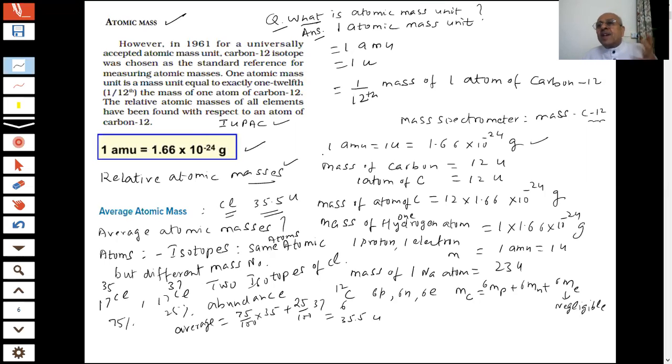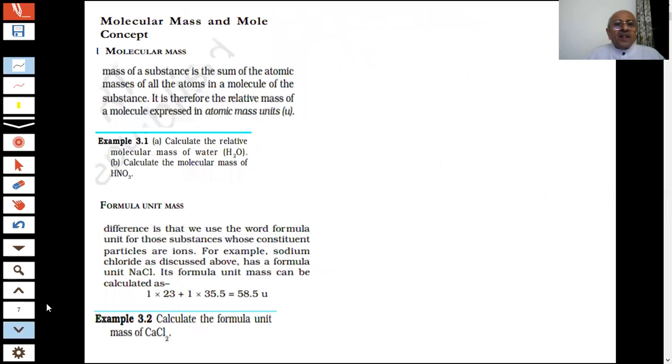We can't measure that in our everyday life. We don't have any balance for that. So when I'm doing reactions, I don't talk in terms of 10 to the power minus 24 grams. I don't tell you to take 10 to the power minus 24 gram of sodium. Where will you get it? Nothing. We don't have anything. So this problem is there. So what will we do? What were the scientists doing?